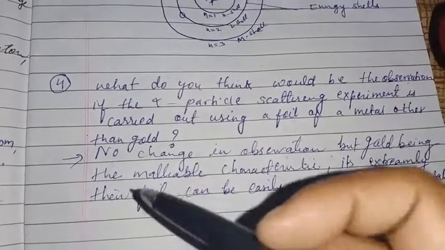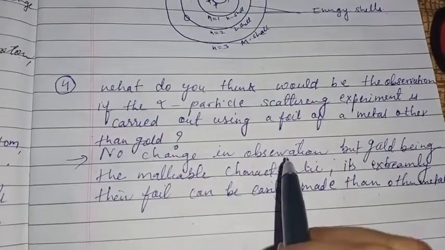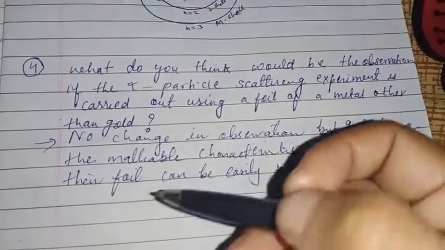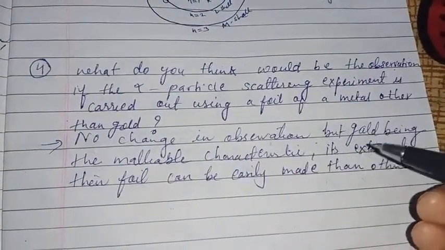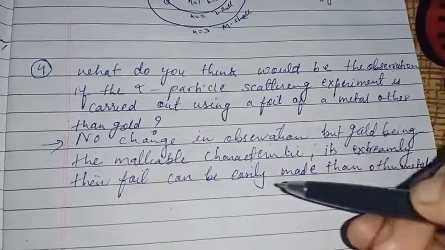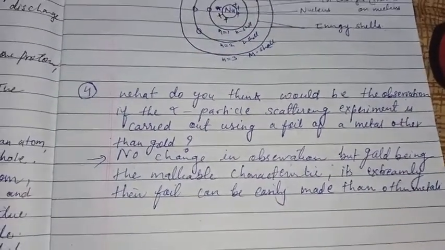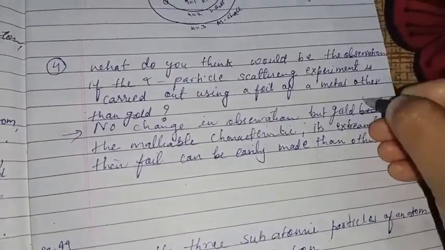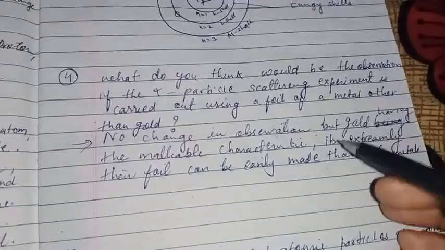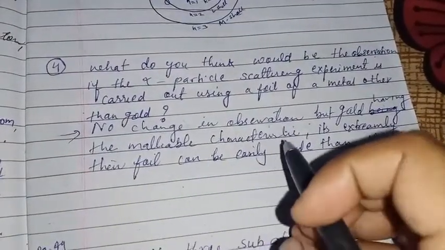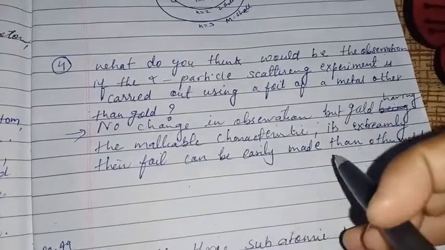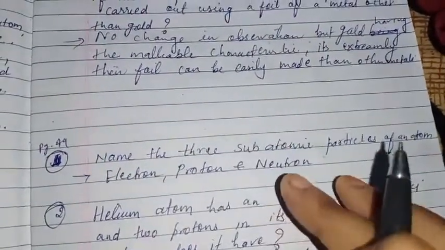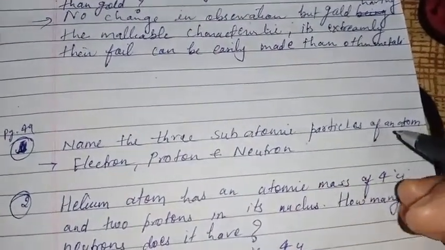So you can answer in this way: no change is observed. But at the same time, gold having the most malleable characteristic, its extremely thin foil can be easily made compared to other metals. Understood?